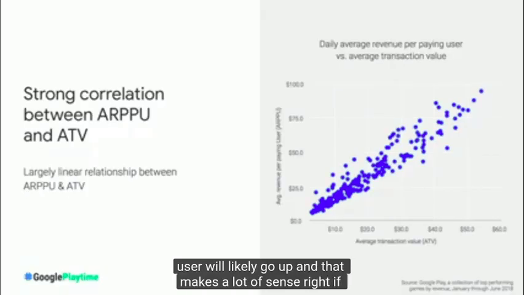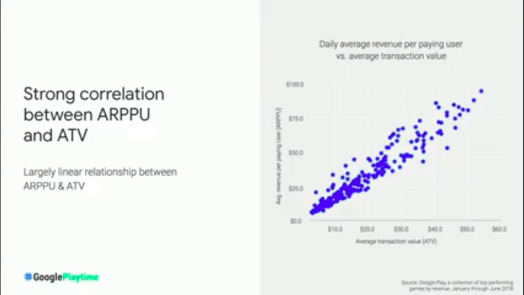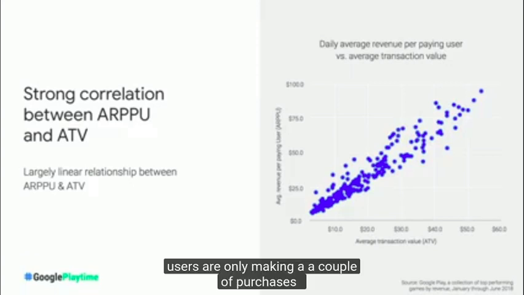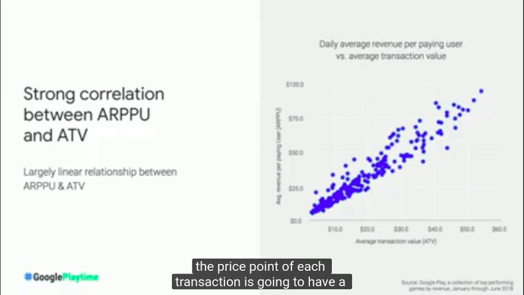And that makes a lot of sense, right? If users are only making a couple of purchases, the price point of each transaction is going to have a much greater impact on the average revenue per paying user.